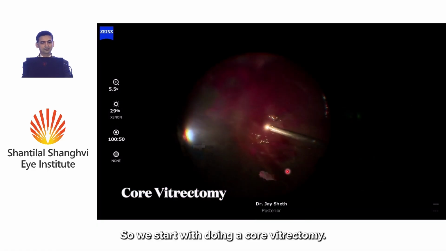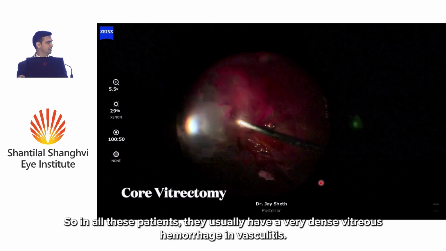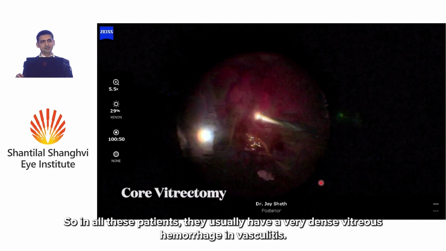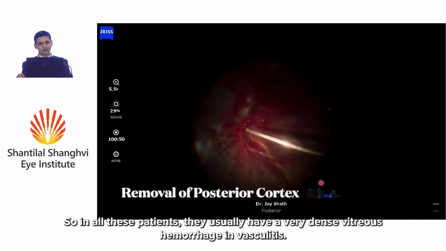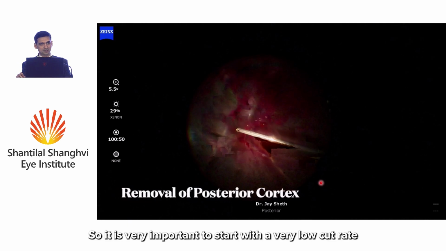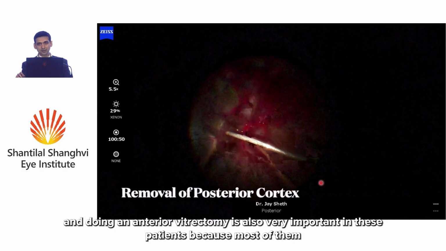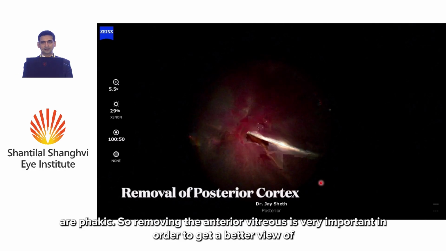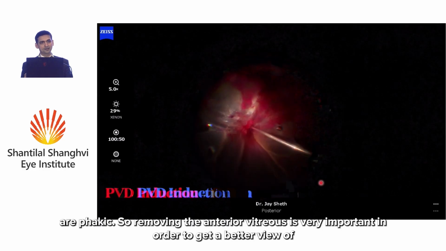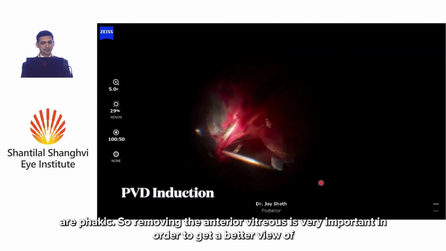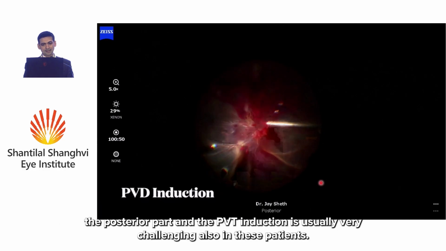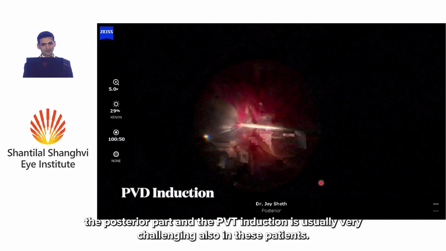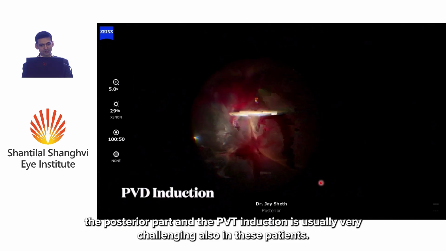We start with a core vitrectomy. In all these patients, they usually have a very dense vitreous hemorrhage in vasculitis, so it's very important to start with a very low cut rate. Doing an anterior vitrectomy is also very important because most of them are phakic. Removing the anterior vitreous is important to get a better view of the posterior part. PVD induction is usually very challenging in these patients.